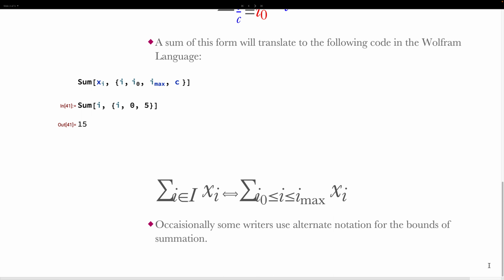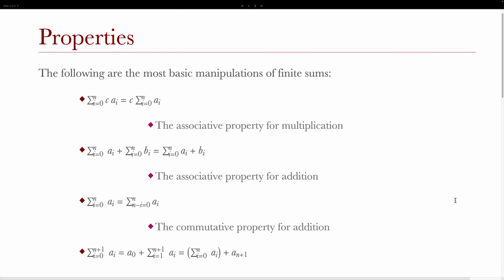Finally, I want to note here that some writers will use alternate notation for the bounds of summation. Some authors use the notation on the left, summing up all the indices of x sub i, where i is an element of some larger set, big I. Alternatively, some authors use the notation on the right, which takes the same process but specifies the bounds in a different location.